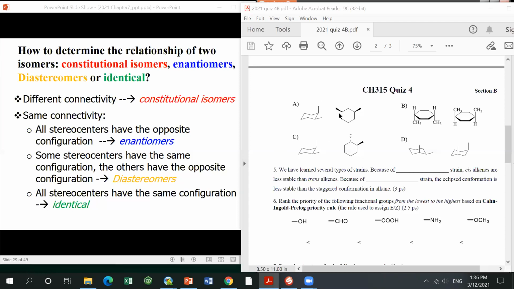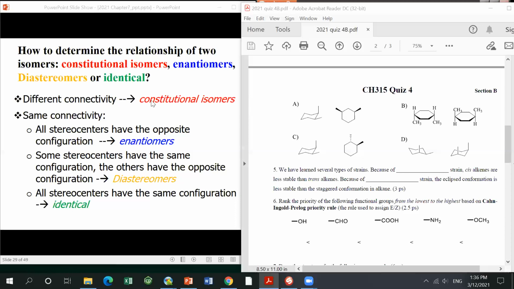Anyone know? This part should be pretty easy. Anyone know the answer? That's right, constitutional isomers, pretty good. Because the connection totally changed: one is 1,2-dimethyl, another is 1,3. So the connection is different, so that should be constitutional isomers.